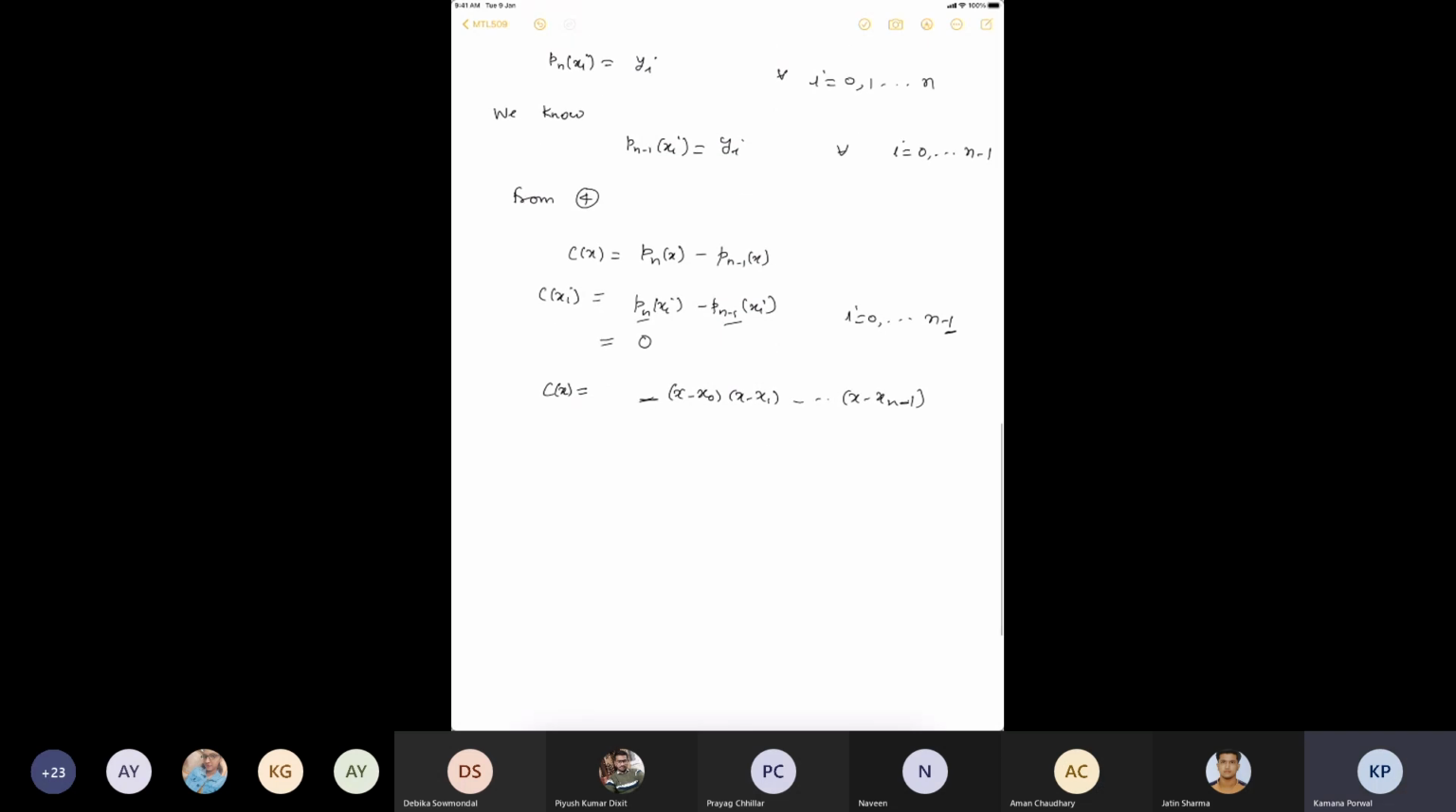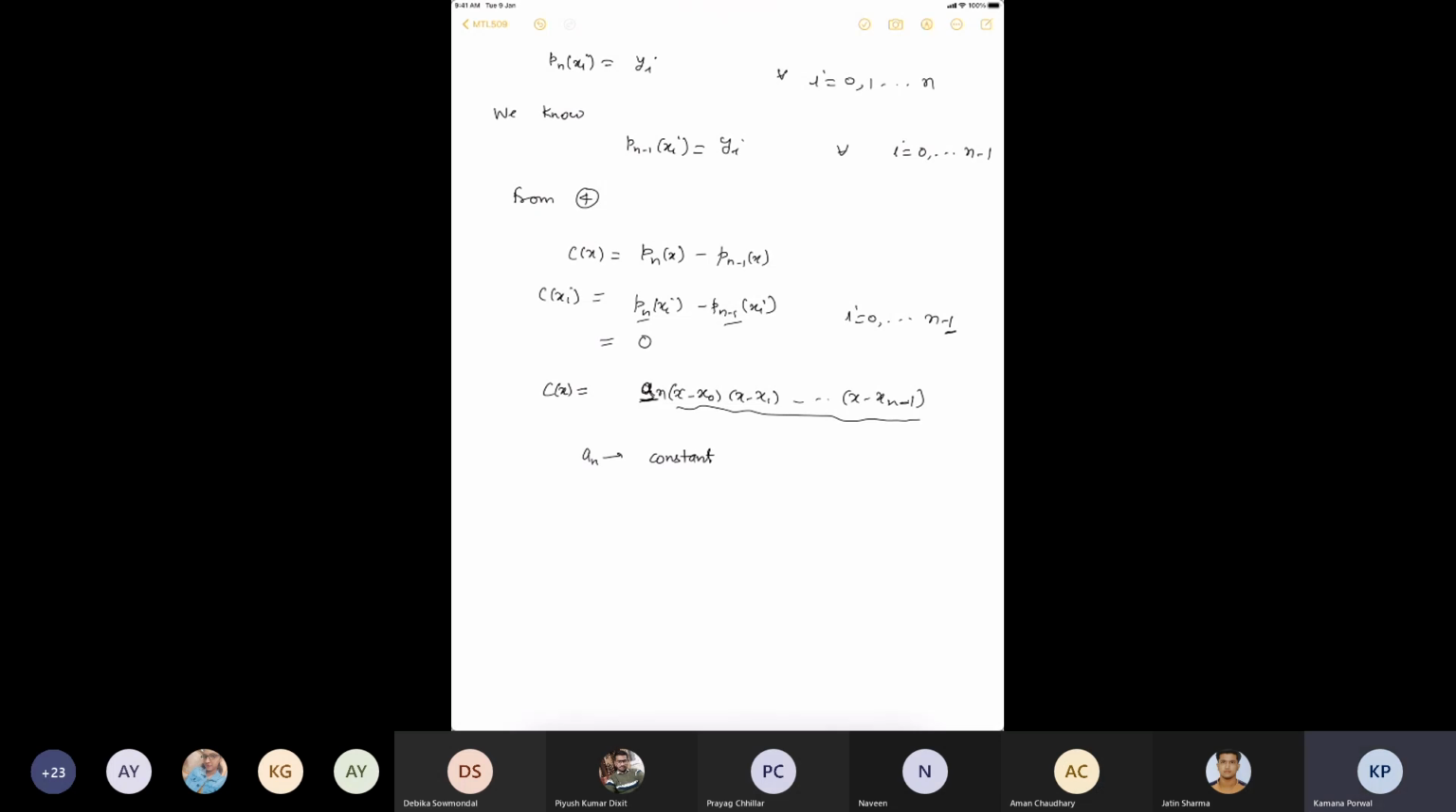Now, what more can I have here? Are these the only factors, or can we additionally have something here? Note that Cx is a polynomial of degree n, and this product itself is a polynomial of degree n. So we can have some constant here, right? Let's call that constant an. We cannot have any polynomial of degree greater than or equal to 1 here, because we are seeking Cx as a polynomial of degree n. So an is a constant here, which we have to determine.